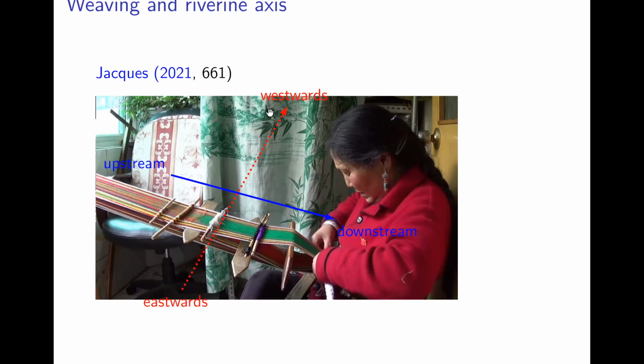So in blue, you have upstream, downstream. In red, you have eastward, westward. You have to understand it as perpendicular to the upstream-downstream orientation. And then you have a fourth orientation that's also perpendicular to them, although it would be slightly slanted here because the upstream-downstream orientation is slanted here. It is the different layers of warp. Since you have different colors, you have different layers corresponding to the red warp and the green warp. You can use the up and down orientation to refer to these different layers when, for instance, you change color to get a particular pattern.